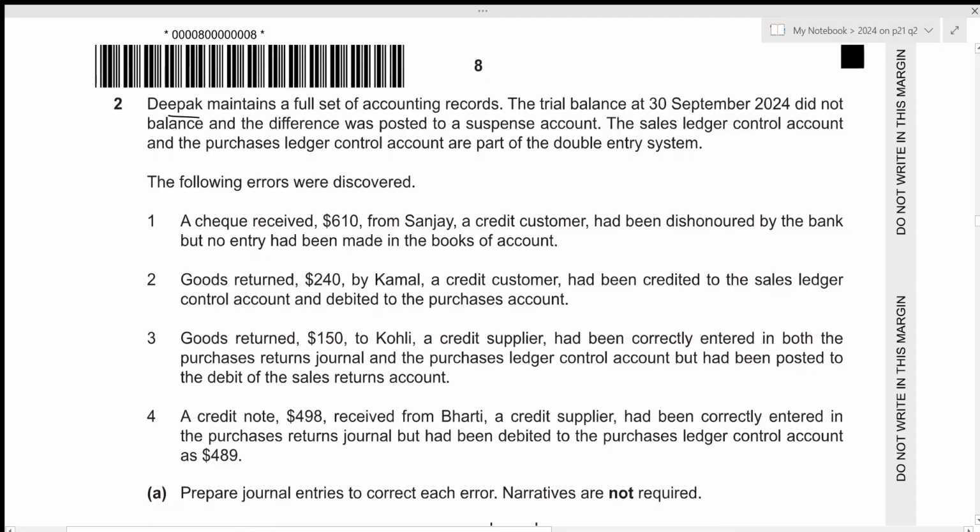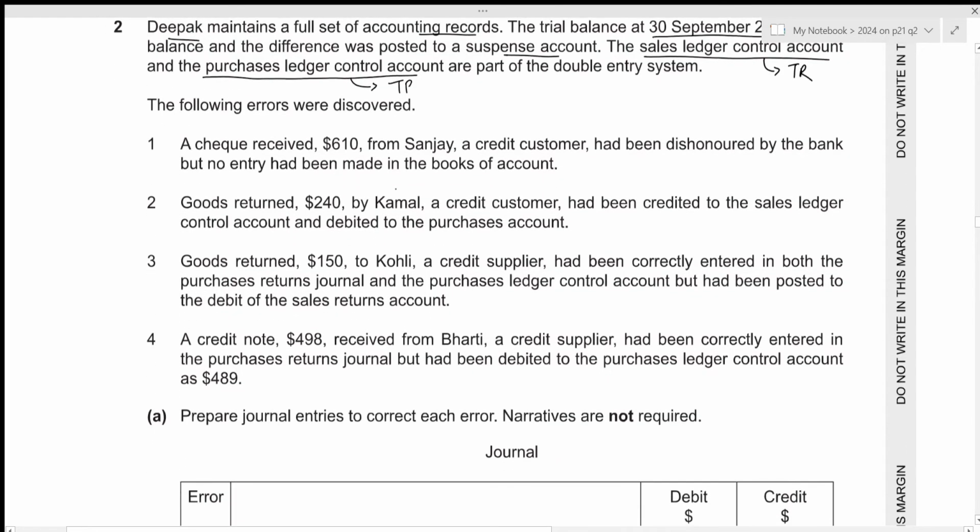Deepak maintains a full set of accounting records. The trial balance at 30 September 2024 did not balance and the difference was posted to a suspense account. The sales ledger control account and the purchases ledger control account are part of the double entry system. So sales ledger control account basically means all of our trade receivables and the purchases ledger control account means all of our trade payables. Okay, the following errors were discovered.